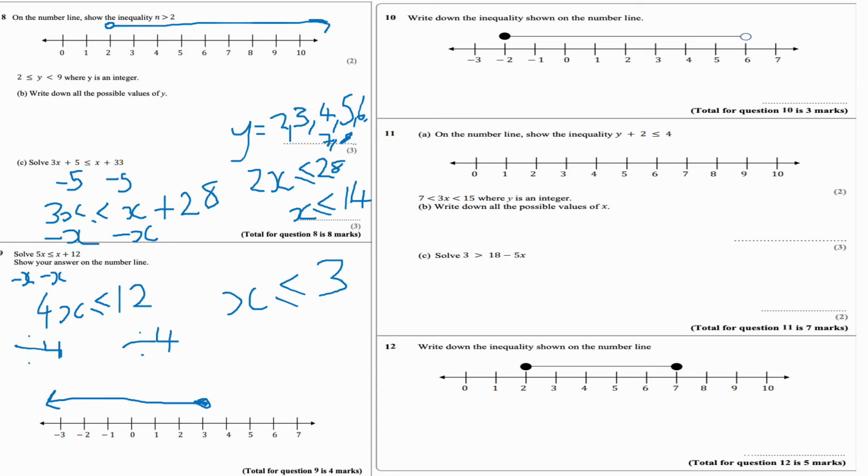Okay, this is question number 10. Write down the inequality shown on this number line. So it's a shaded in circle there, so it's minus 2 is less than or equal to x, let's say, and it's strictly less than 6 because it's a hollow circle.